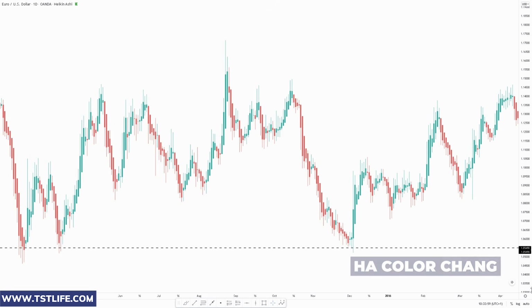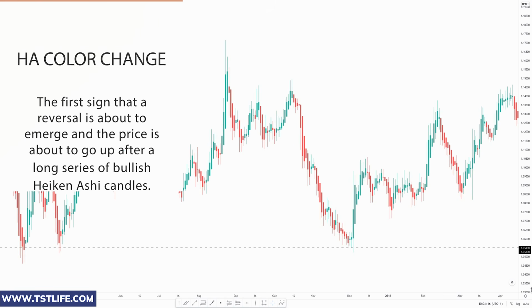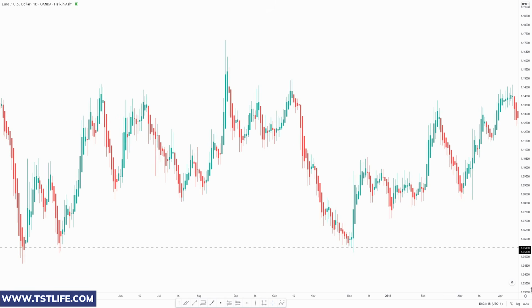In step 2, we need to wait for the Heikin Ashi bar to change color. I mean from bearish, red, to bullish, which is usually green. That's the first sign that a reversal is about to emerge and the price is about to go up after a long series of bearish Heikin Ashi candles. In general, the Heikin Ashi bars change color when there is a strong shift in the order flow. This typically translates into a much more reliable and solid signal than we get when trading Forex with a normal price chart. To sum up, once the color changes, it may be time to get ready to go long.